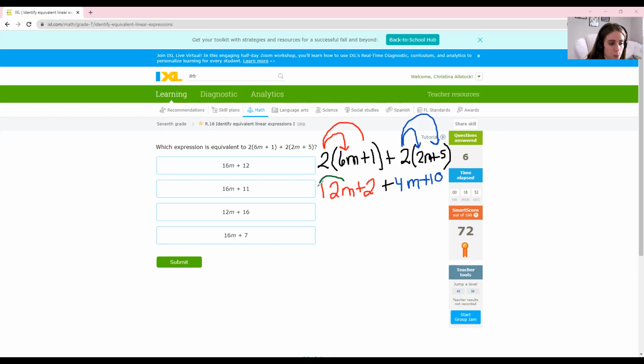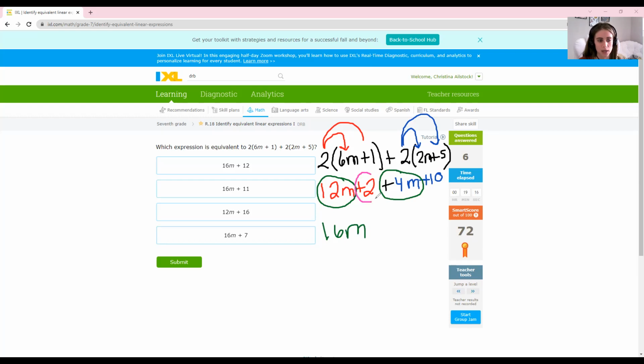So I'm going to circle this 12M. Are there any other terms that have an M? Yes, there is. Always include the sign before it because that tells you whether you're adding or subtracting. So 12M plus 4M. We're adding 16M.